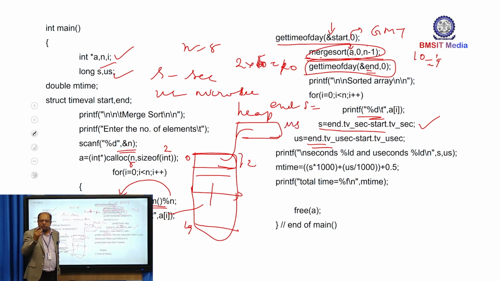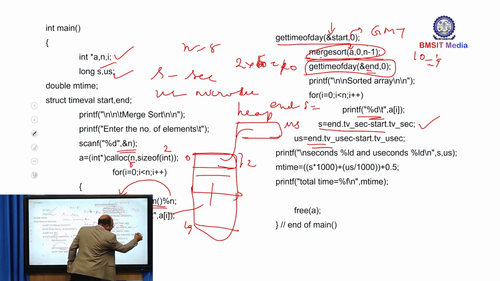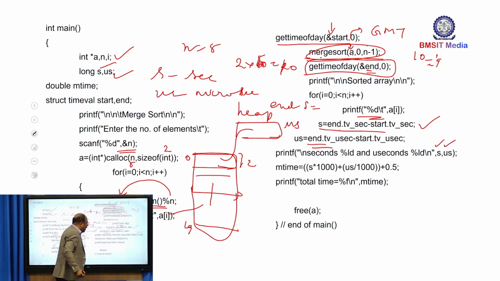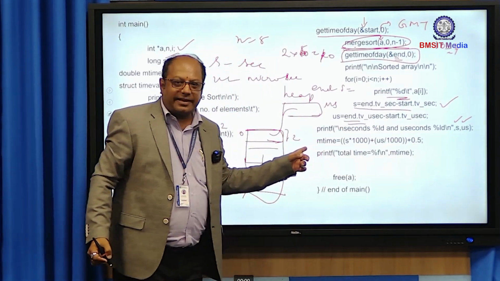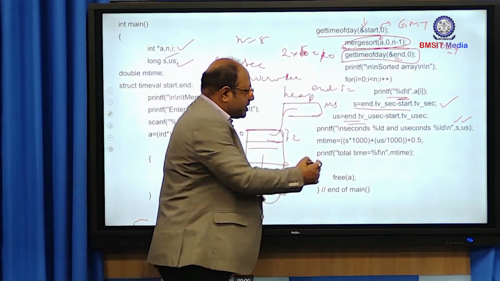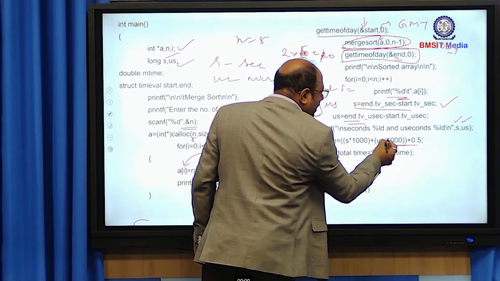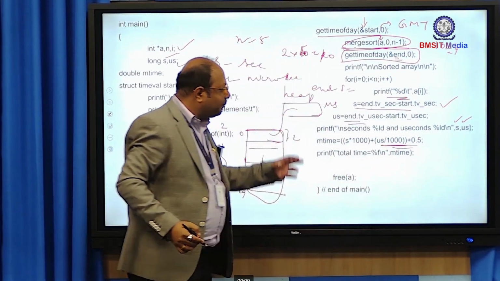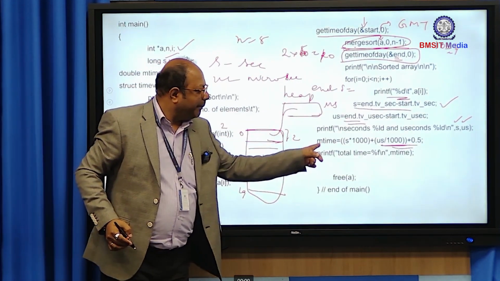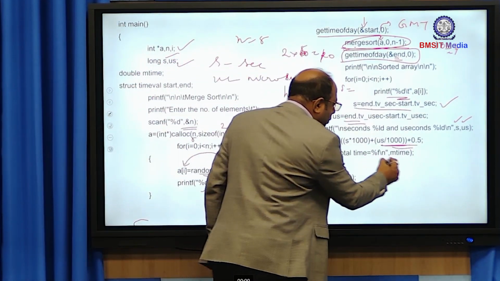Finally, I would like to also compute the milliseconds value. In that context, after printing the seconds and microseconds value, I am going to compute the milliseconds time as well, as seconds into 1000 plus microseconds by 1000 plus 0.5. This calculation will compute my milliseconds. So that is also I am going to compute.